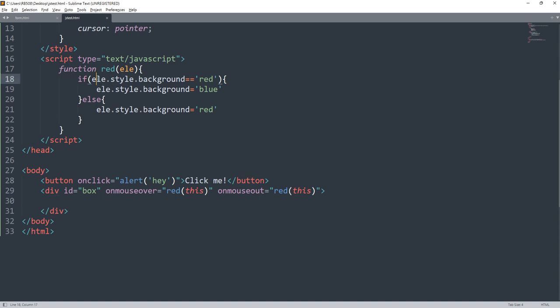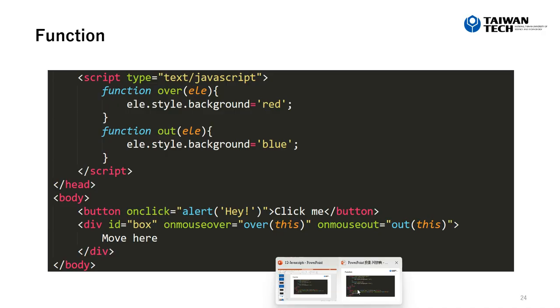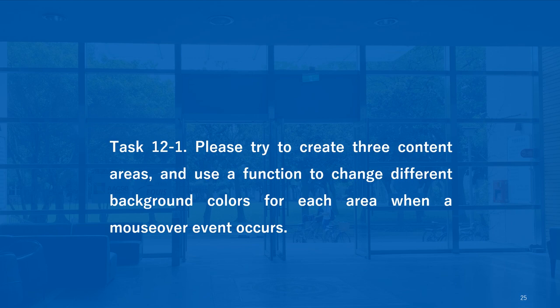I just need to validate whether this background is red or blue. If today that is red and I want to change the background to blue. If today that is not, and I want to change the background to red. So I use a single function to finish it. Okay. So this is JavaScript. You can use one function, two functions to do many things. But that is not the question I want to ask you.